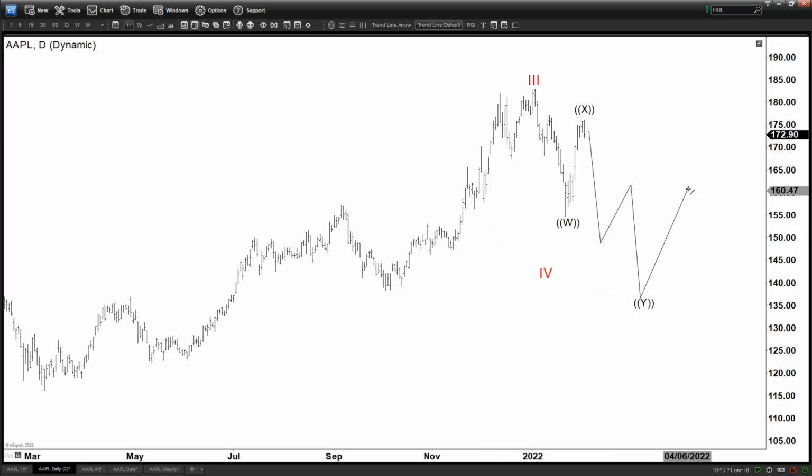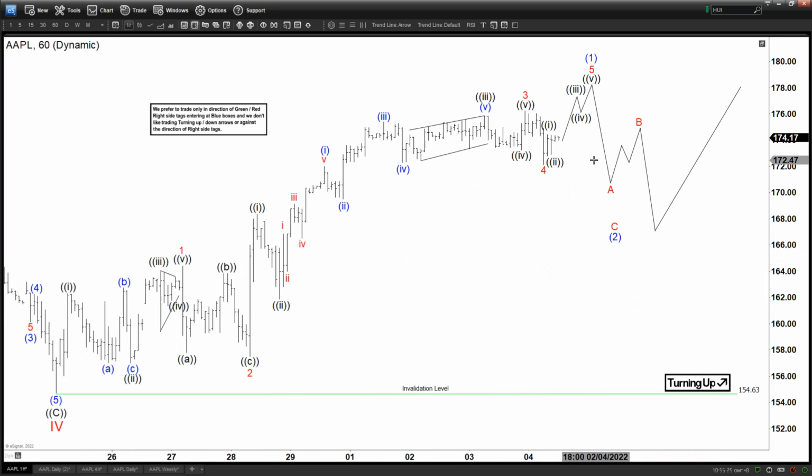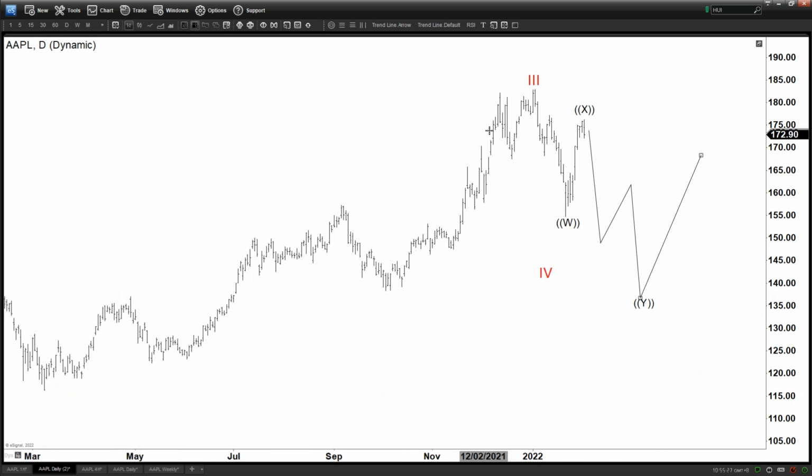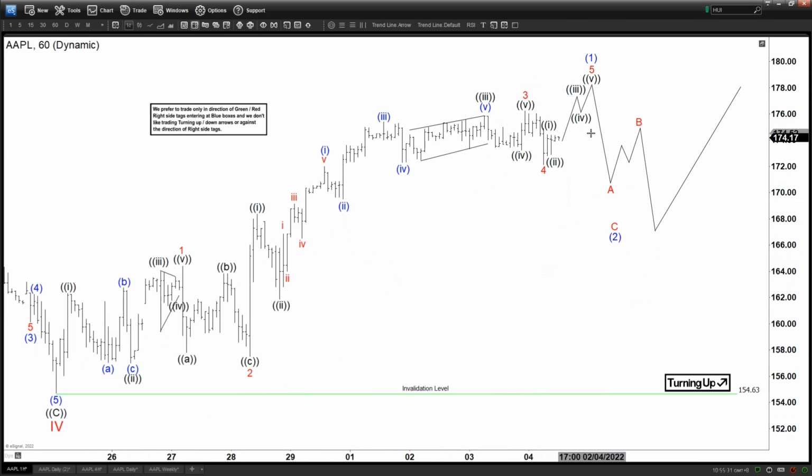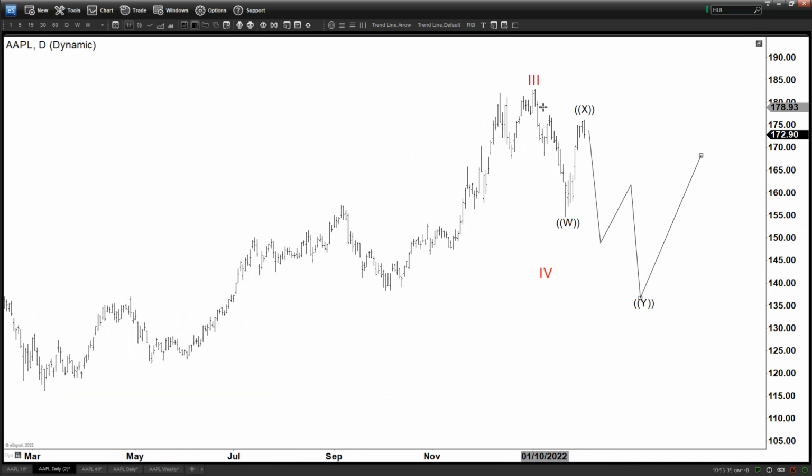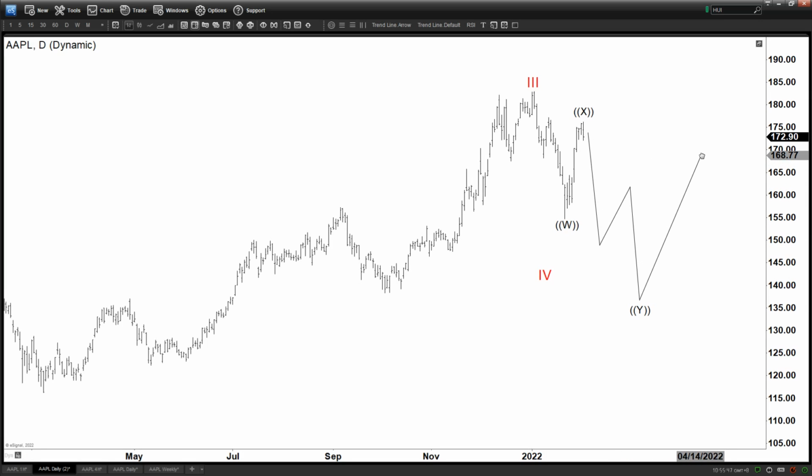So with this alternate here, remember this view is only getting validation if we can break above here, but we are calling the more aggressive view because the trend has been bullish, so there's no reason to call for a double. This is what we call a double correction, which is a double zigzag, because the move is against the trend. When it is against the trend, you're calling a double.